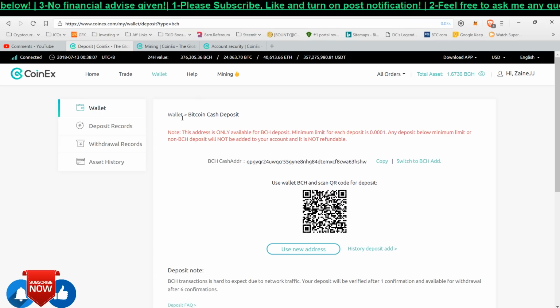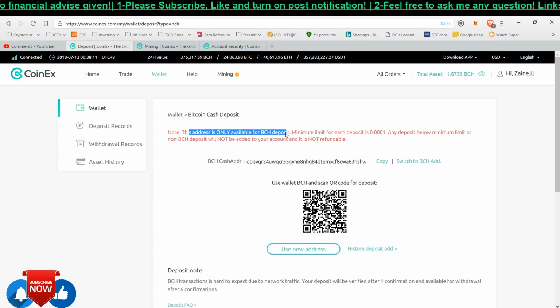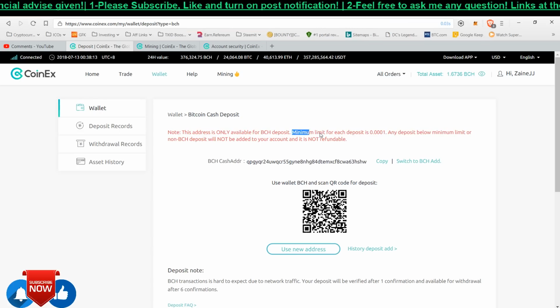So just read it when you are going to deposit. Read "Bitcoin Cash deposit", and this is only for BCH deposit. There's a minimum limit for each deposit, so read it and after that deposit the amount. As you can see, any deposit below the minimum limit for Bitcoin Cash deposit will not be added to your account, and this is not refundable.